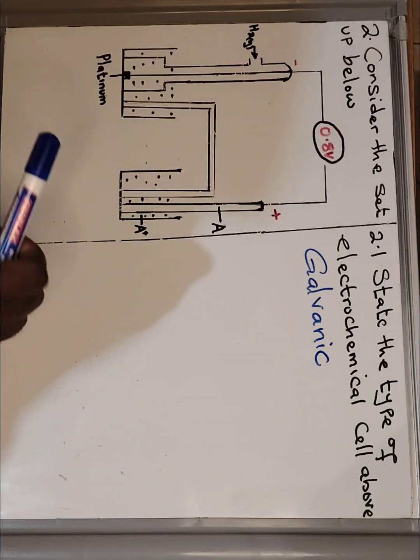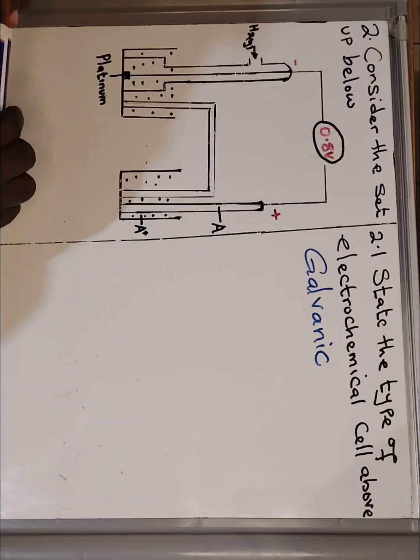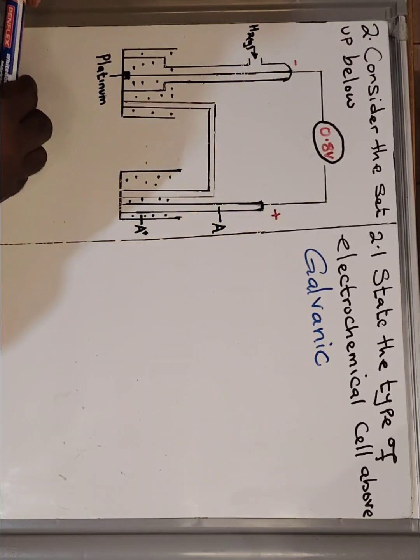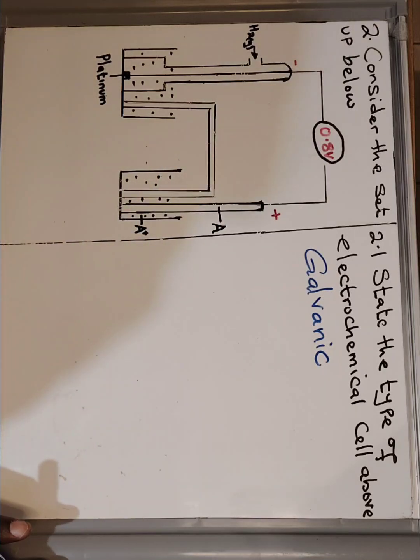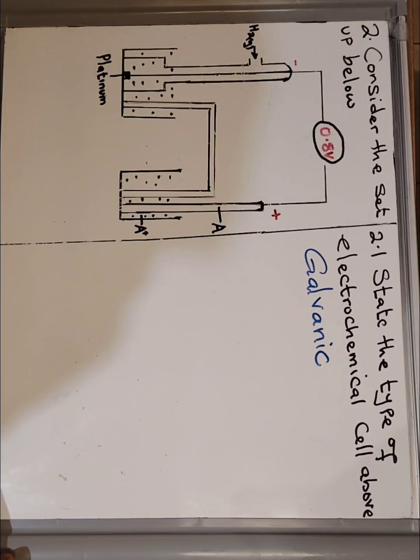Somebody might ask, why do we say it's galvanic? When you look at this setup, we don't have a battery anywhere. We have two half cells and we don't have a battery anywhere. That's evident that the energy which runs this cell is coming from the cell itself. It does not come from an external source. So that makes it qualify as a galvanic cell.